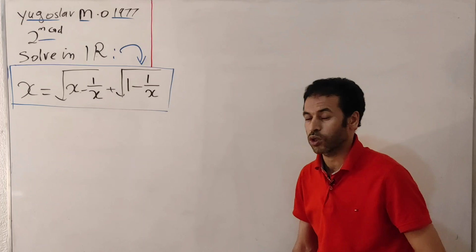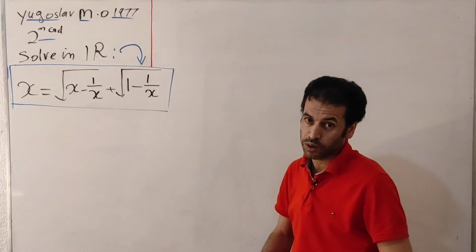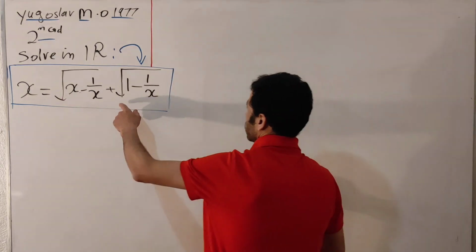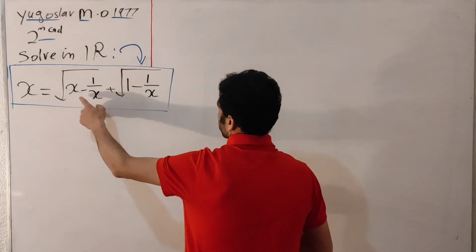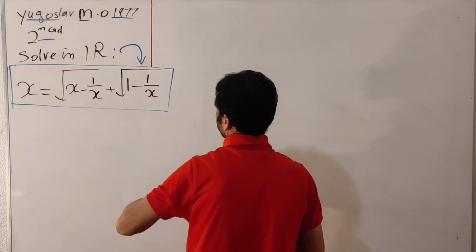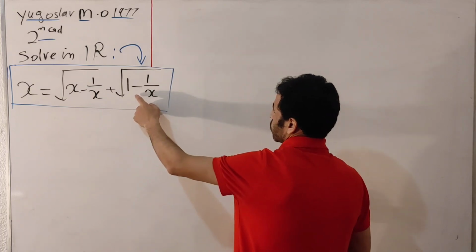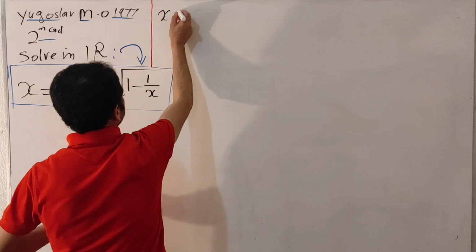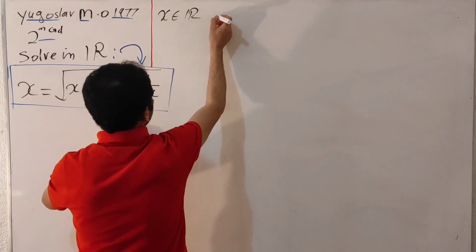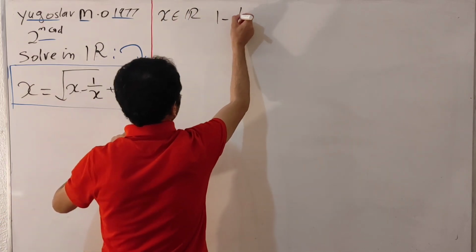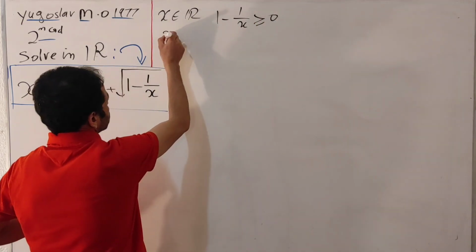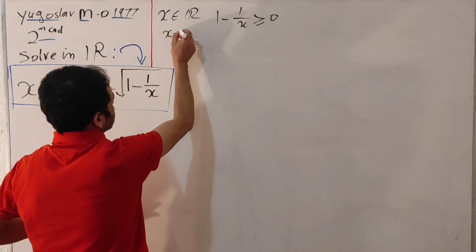Now let's jump into the solution. Before I start solving this equation, I'm going to determine the domain of this equation. As we know, we have to keep the inside of a square root positive. So I'm going to work just on this one, x as a real number. You have to have 1 minus 1 over x greater than or equal to 0. In addition to this condition, x must be different than 0.